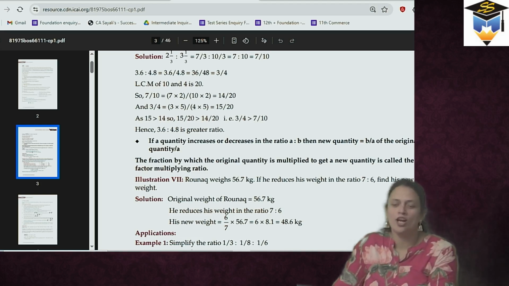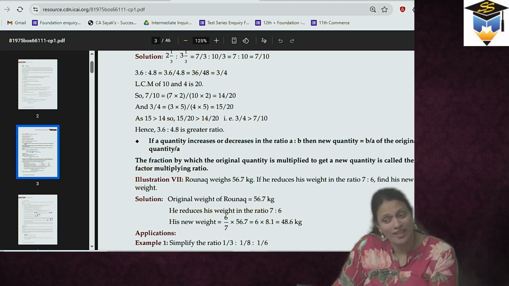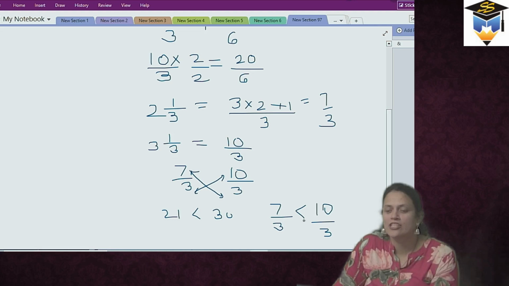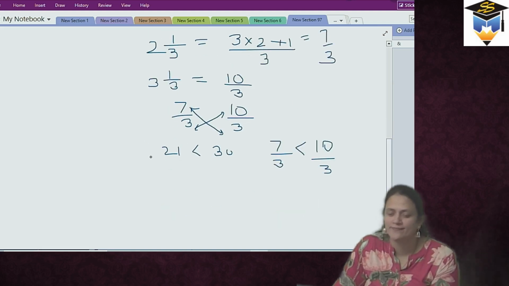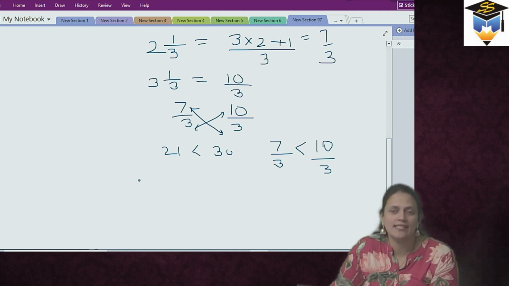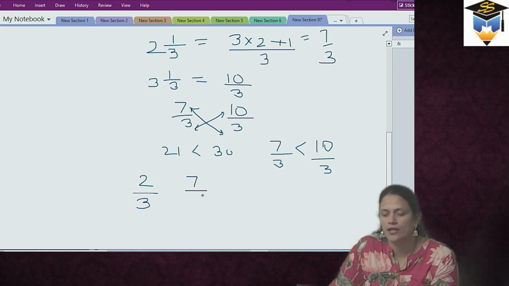Now another concept. Okay, a very very very important concept which all my students. Okay, आपको पता है what is LCM? So अगर मैंने आपको दो fractions दिए, let's say 2 by 3 and 7 by 28.